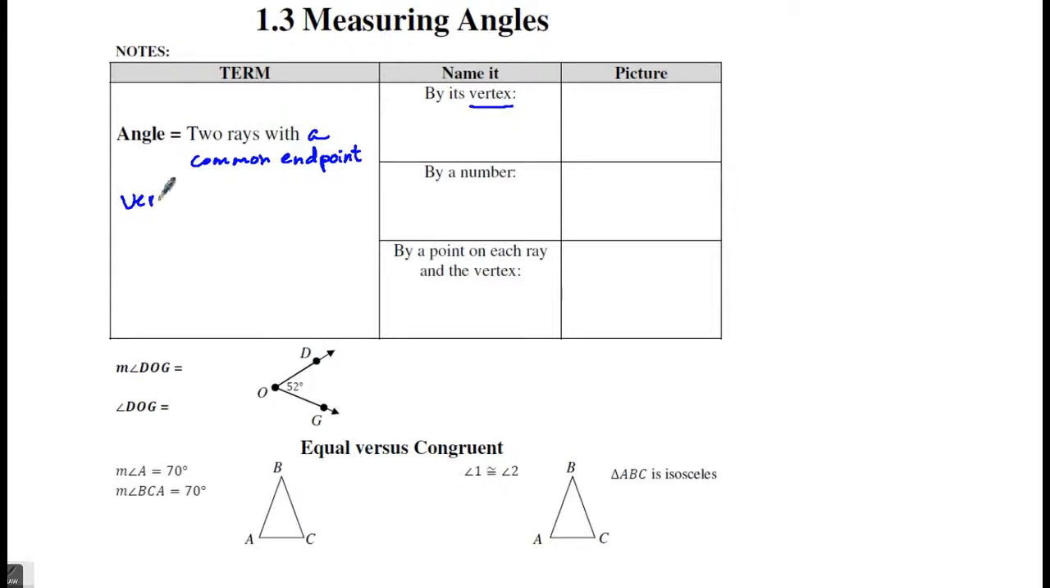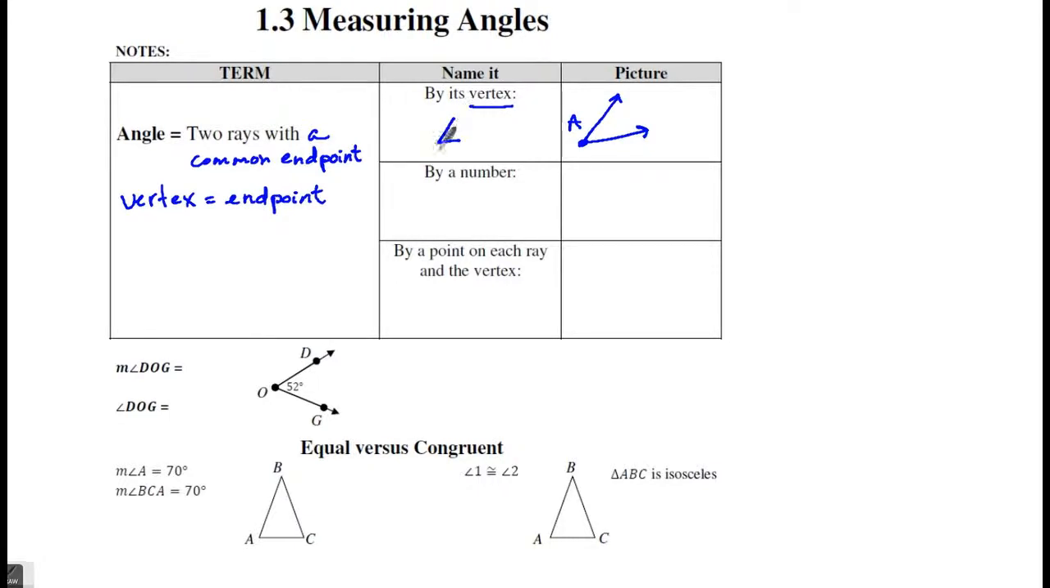Okay, and so let's go ahead and draw this out. So you can name it by its vertex. If I draw a picture, and I name this point here A, that endpoint is the vertex. So we can name it by its vertex. In this picture, we can name this by calling it angle, and I'm going to use a little symbol for angle, angle A. Again, the point is always capitalized, so there's your angle A.